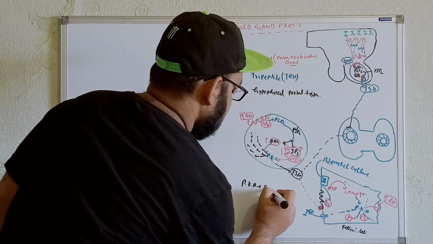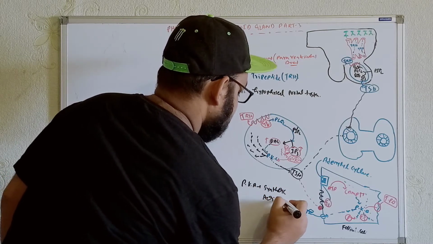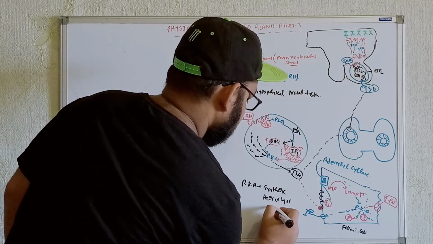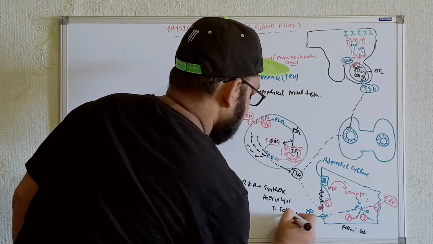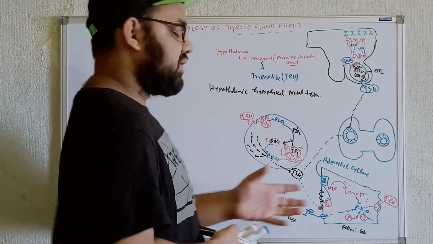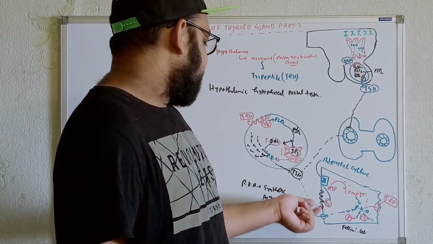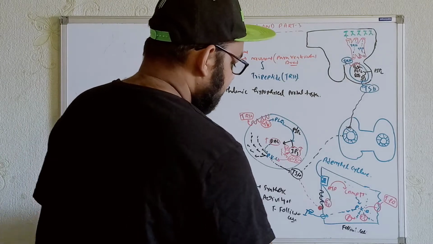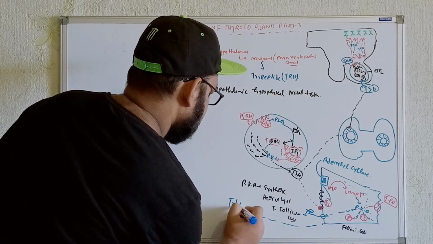The synthetic activity of the thyroid follicular cell. Whenever this activity is increased, there will be different kinds of reactions. I have already explained how T3 and T4 are formed. So whenever we get more T3 and T4, ultimately we get more amount of T3 and T4.